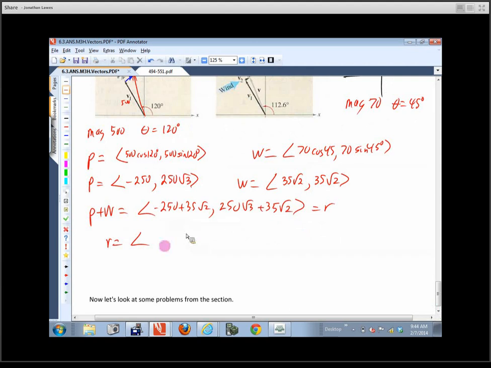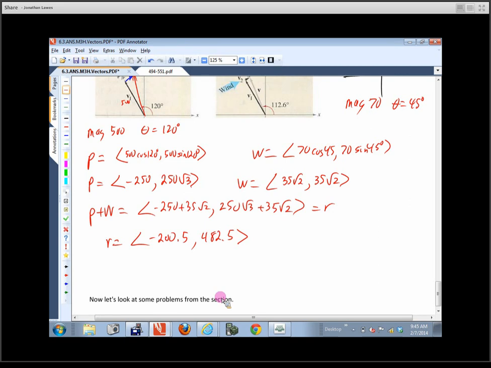Anybody got the horizontal? Negative 200.5. Okay. Somebody confirm that? Is that right? Okay, got that. And how about the 250 radical 3 plus 35 radical 2? 482.5. Everybody good there? Okay. That is the vector for where the plane is actually headed. What do we want to know about it? If you were piloting that aircraft, what would you want to know? I want to know my vector.